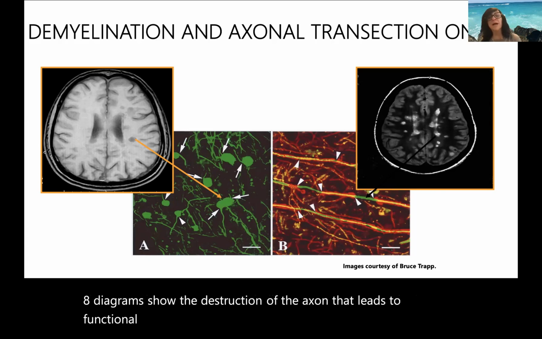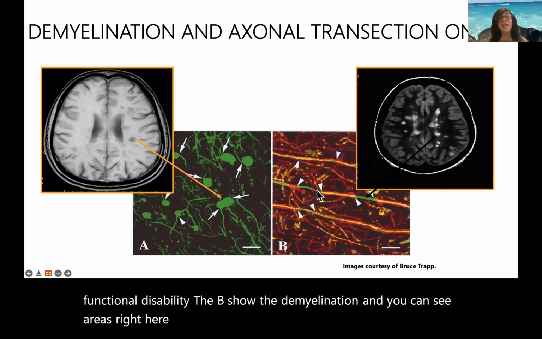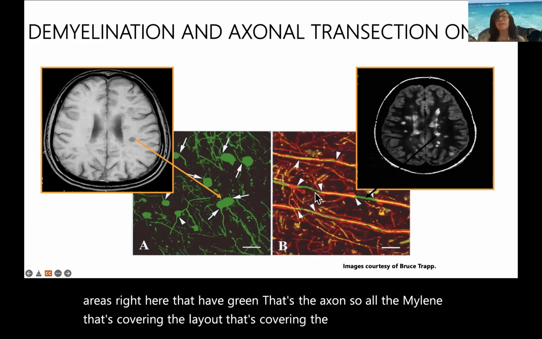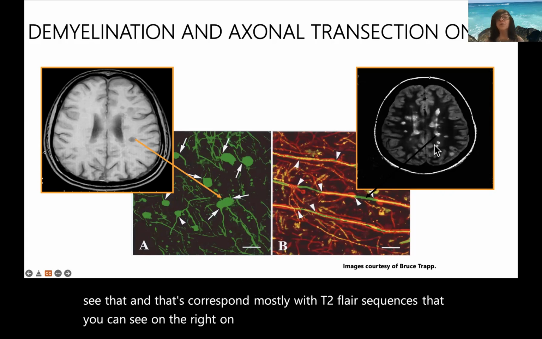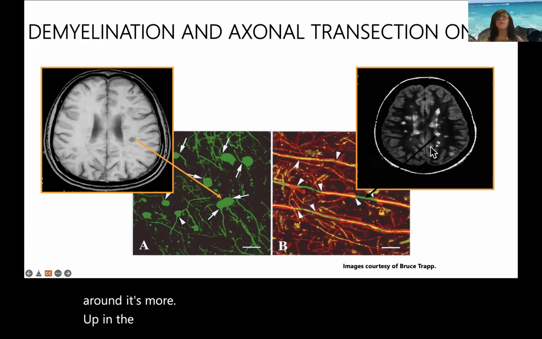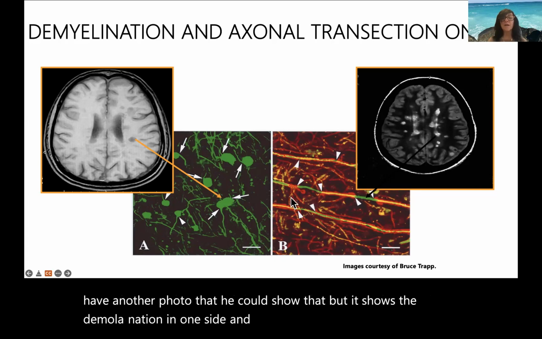B shows the demyelination, and you can see areas right here that have green, that's the axon. All the myelin that's covering the axon, you cannot really see. That corresponds mostly with the T2 FLAIR sequences that you can see on the right on the MRI, with multiple lesions in the cortex and around the ventricles as you go down. And I have another photo that I could show. It shows the demyelination on one side and the axonal loss that occurs in MS.